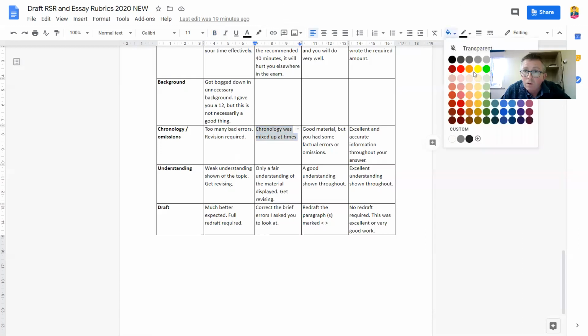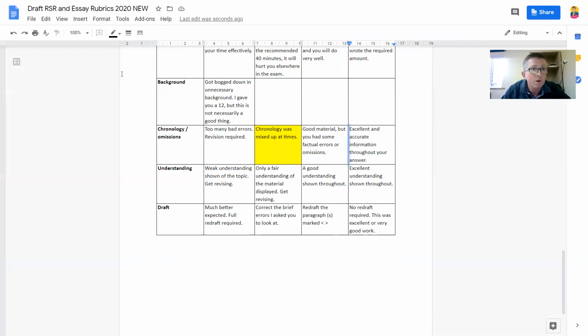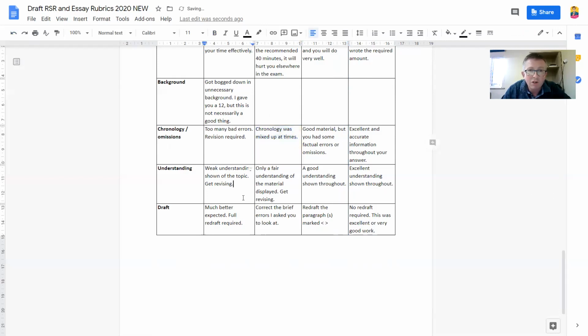isn't it? Yeah, there you go. So they will know when they do their next essay, I've got to work in chronology. The order of events matters. And the rubric bears that out because the A comment says excellent and accurate information throughout your answer. All right, let's turn off the yellow there before I go on. Now, so understanding, it goes from weak to fair to good to excellent throughout.